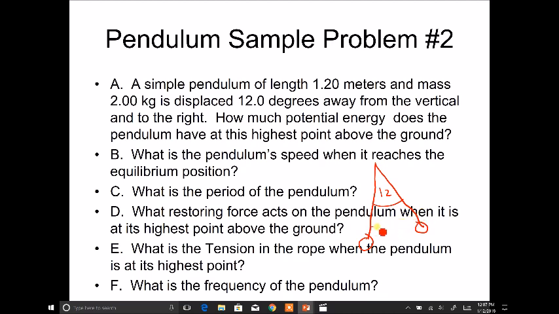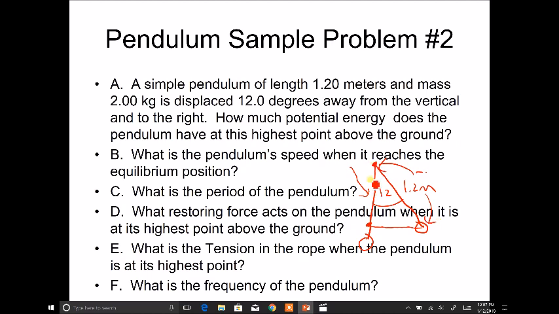So I'm going to draw a horizontal line over like something like this. And I want to calculate this length right here, the length from this point to this point. And we'll see why that's important in a minute. But remember, the length of the pendulum string is 1.2 meters. So that's the distance from here to here.